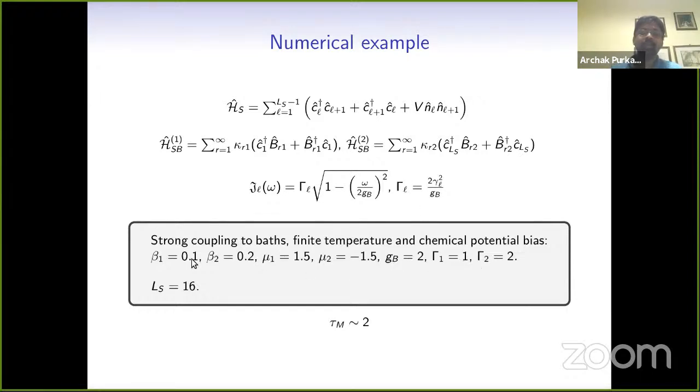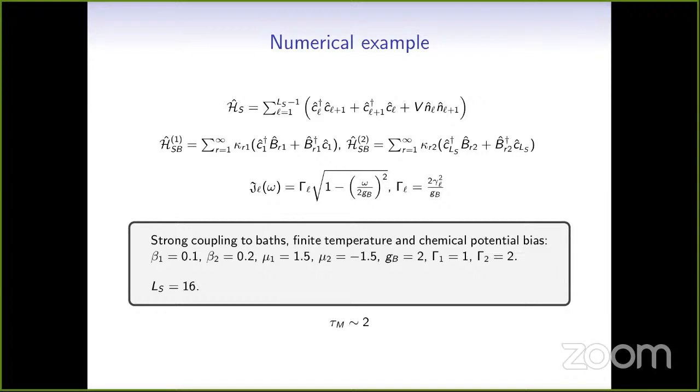Okay. Archak, we have a question from Jungyun. Yes. Hi. What do you mean by finite size chain? Because you consider indeed an infinite number of modes of baths. So how do you implement a finite size chain with an infinite number of modes of baths here?